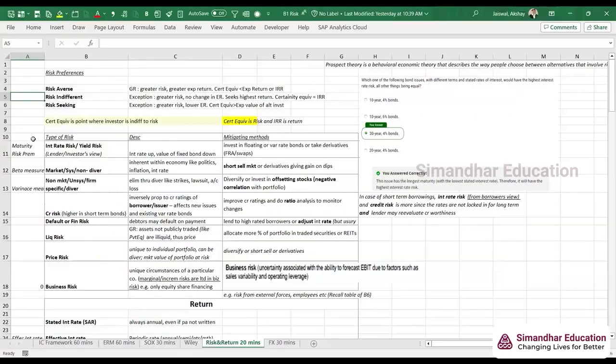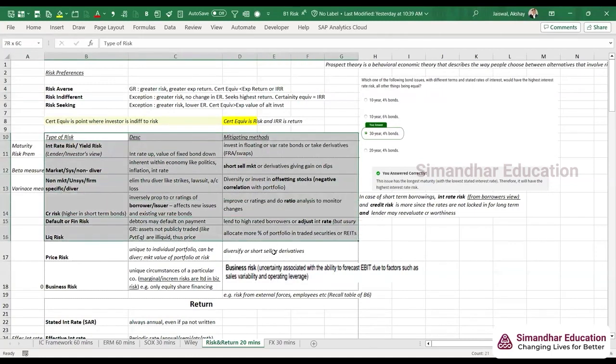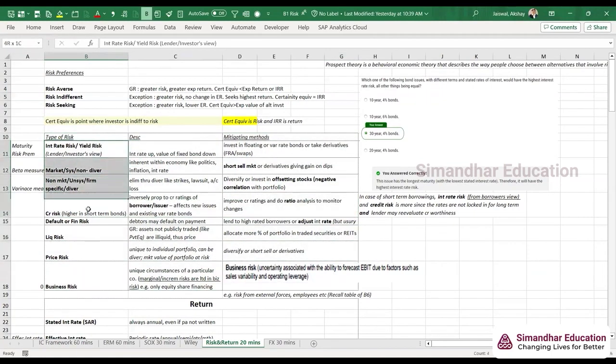Now let's come to this table. This table, if you see, we have these risks, right? Interest rate risk, or it is also called yield risk. I put alternative names also so that in the examination you don't get confused. Market risk or systematic risk or non-diversifiable risk, non-market risk, unsystematic risk, firm-specific risk or diversifiable risk. Don't get bogged down by so many names. I have just given it so that in the examination you don't get tricked by the question paper setter, right?